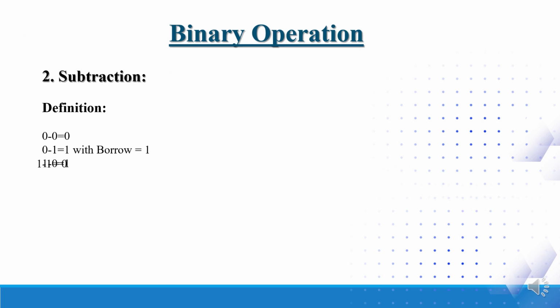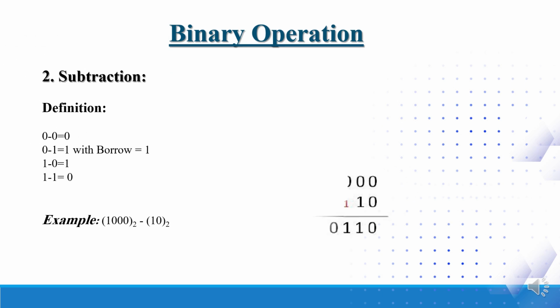Number 2, subtraction. Now binary subtraction is similar to decimal. 0 minus 0 is 0. 0 minus 1 is 1 with a borrow of 1. 1 minus 0 is 1. And 1 minus 1 is 0. Look at the example.